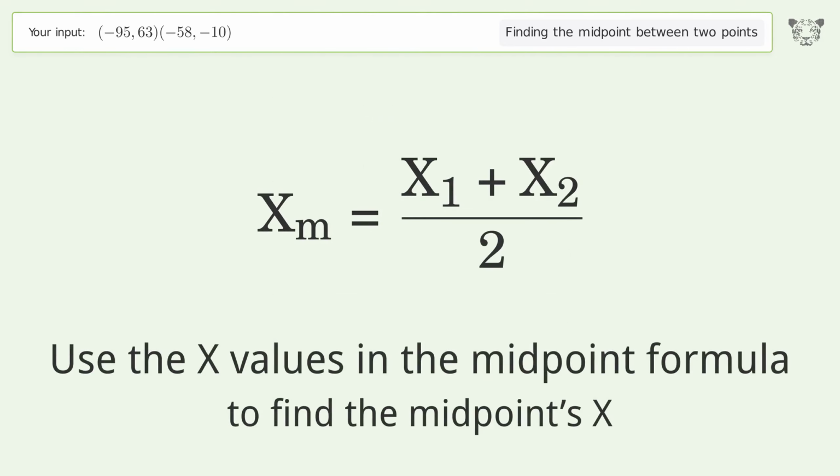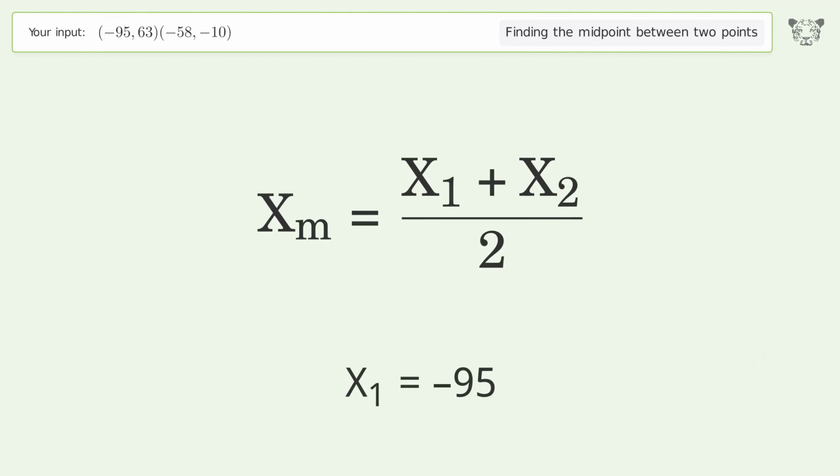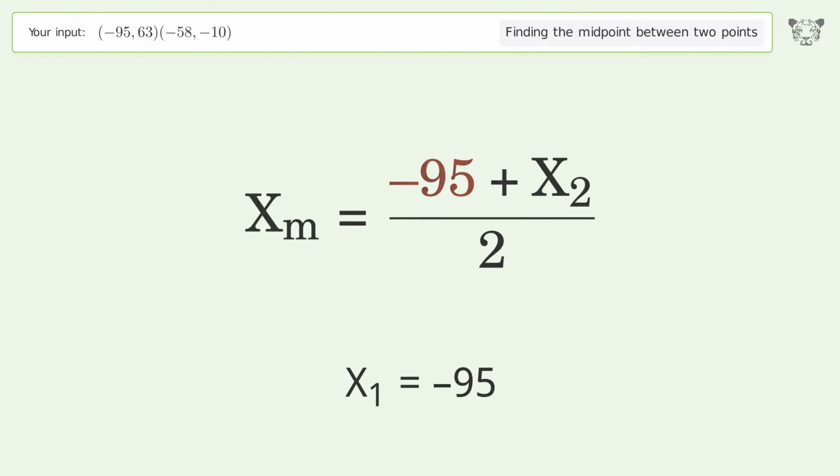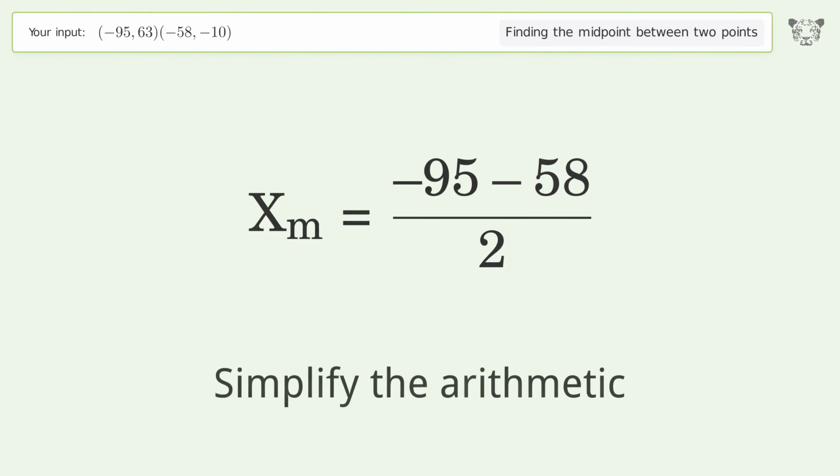Use the x values in the midpoint formula to find the midpoint's x. x1 equals negative 95. x2 equals negative 58. Simplify the arithmetic.